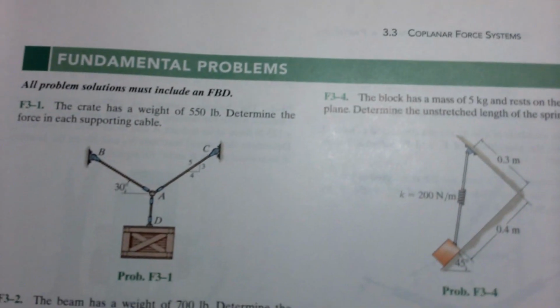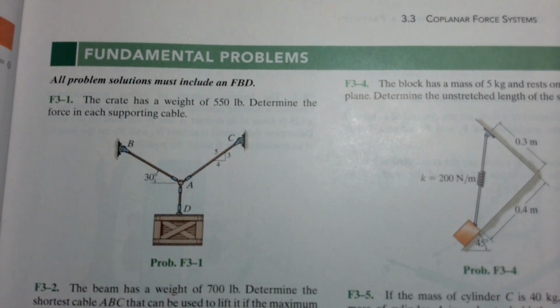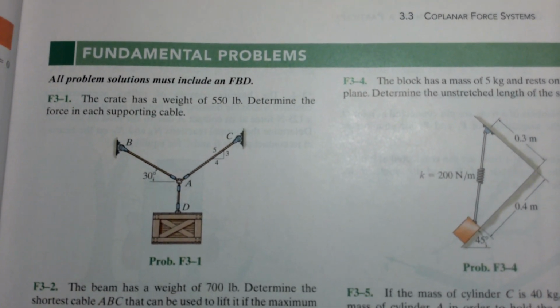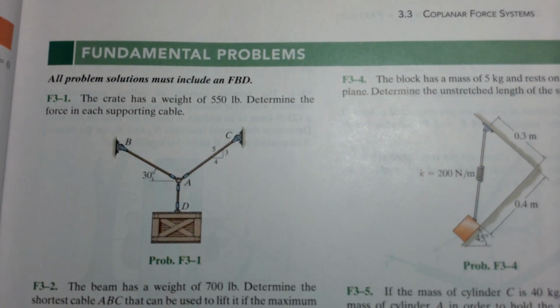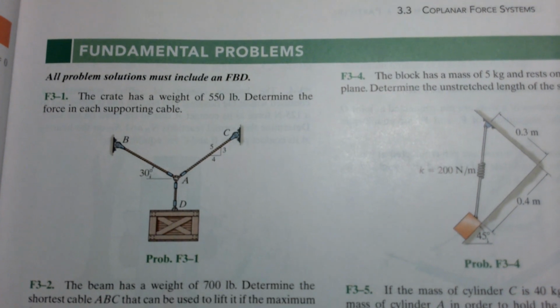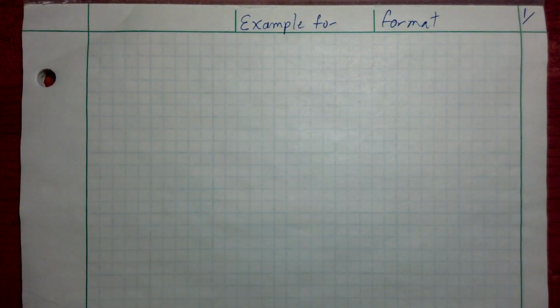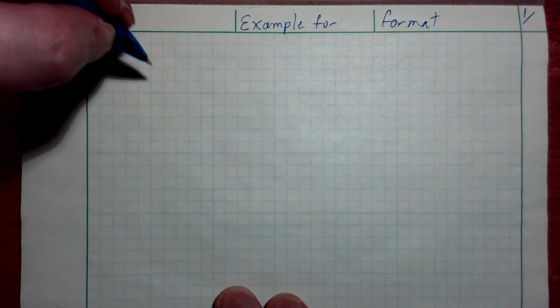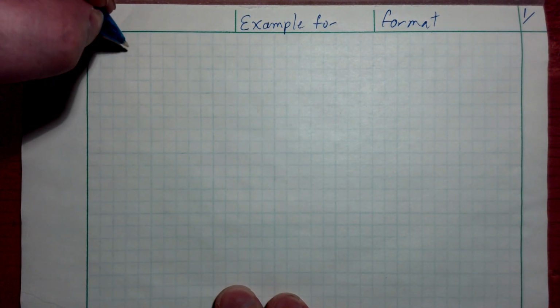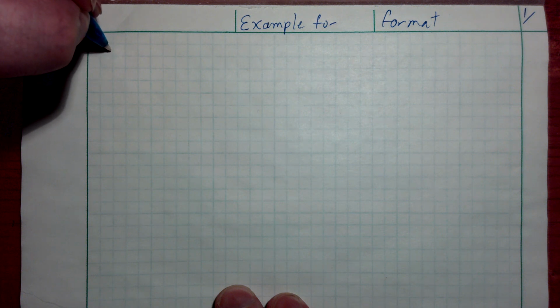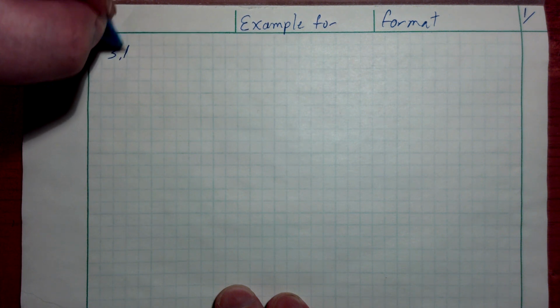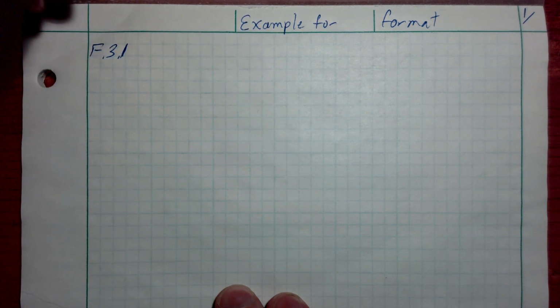We're going to work this fundamental problem 3.1 right here. You can pause it if you need to copy that down, but if you've got your book, you can just pull that from 3.1. That's the 14th edition of Hibbeler. I'm going to work through this problem right here, so you don't have to copy it down exactly verbatim. This is fundamental 3.1.